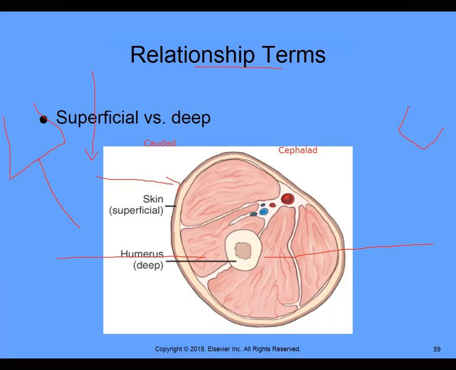Then you also have relationship terms, superficial versus deep. So superficial, we're going to say the epidermis, or the dermis, I'm sorry, is superficial. The humerus bone, which is where it's pointing at, would be considered deep.